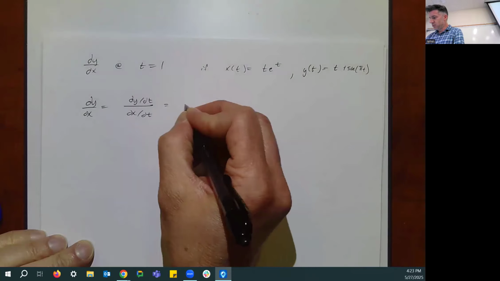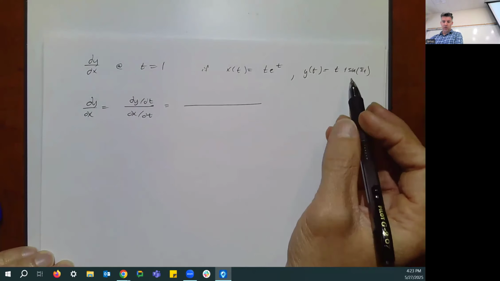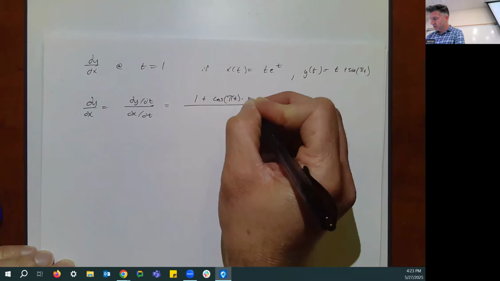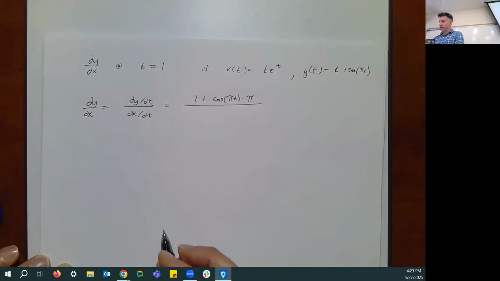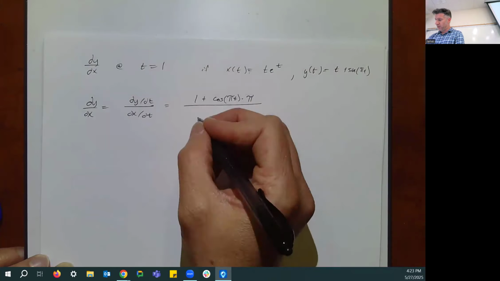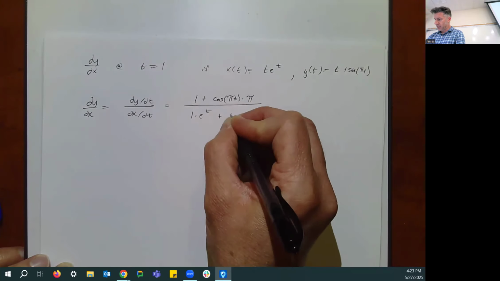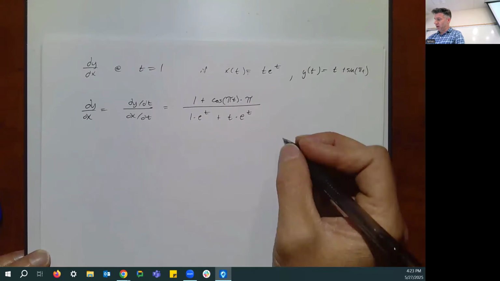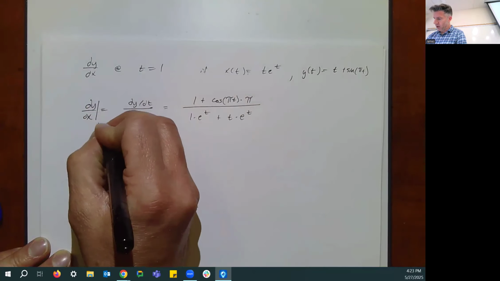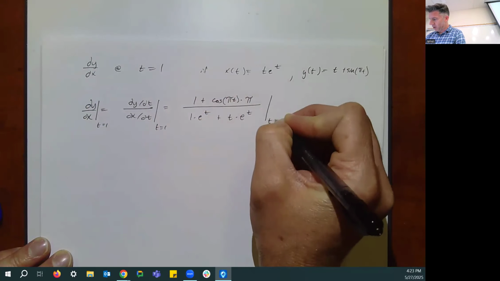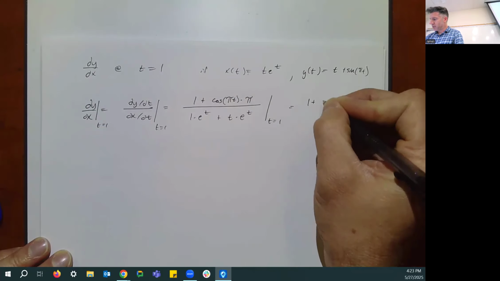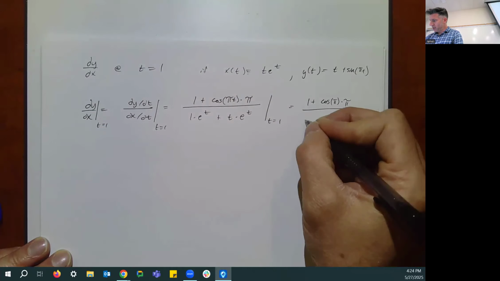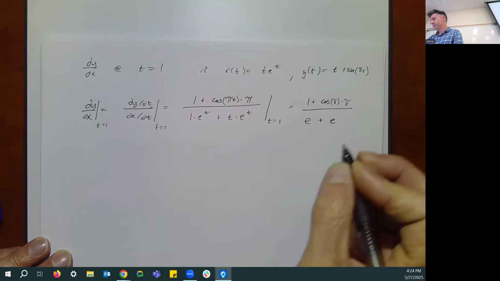And then we calculate. So dy/dt is going to be 1 plus cosine of pi t times the derivative of pi t. And dx/dt is going to be, we have to use the product rule, 1 times e to the t plus t times the derivative of e to the t. And then we shouldn't simplify this at all. We should just plug in t equals 1, and we're getting 1 plus cosine of pi times pi over 1 times e plus 1 times e.